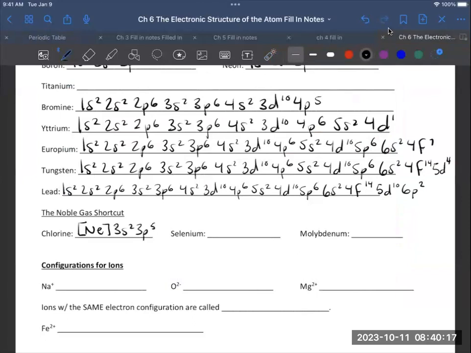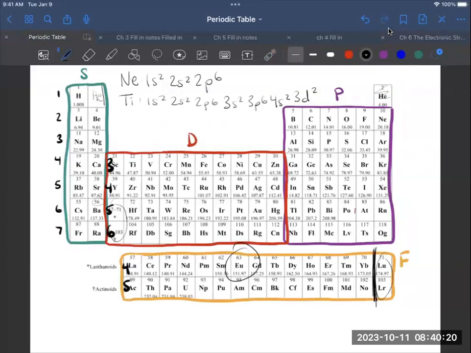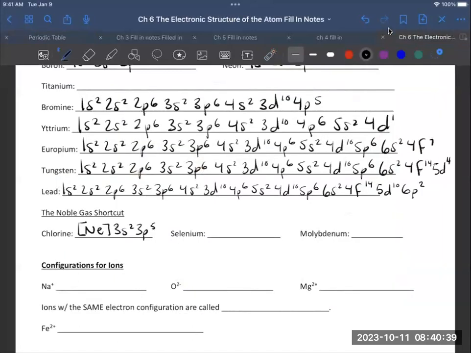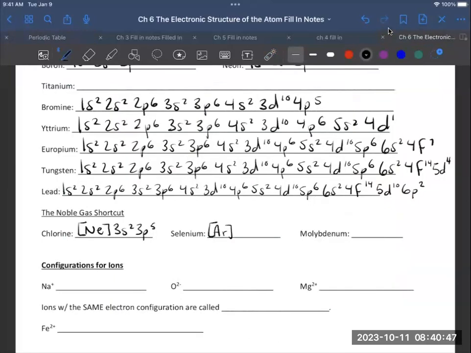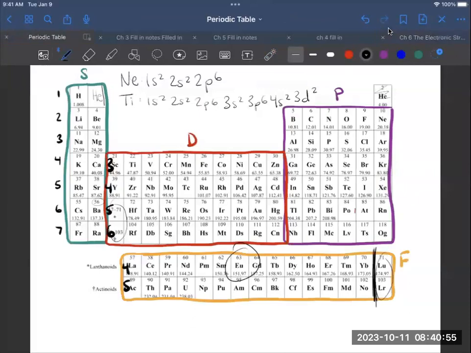For selenium, selenium is right here. The noble gas that comes before selenium is argon. So we're going to put argon in brackets and then pick up from there. So it's going to be argon in brackets and then 4s2, 3d10, and then 4p4. For selenium, 4s2, 3d10, 4p4. Go ahead and pause and see if you can do molybdenum on your own.